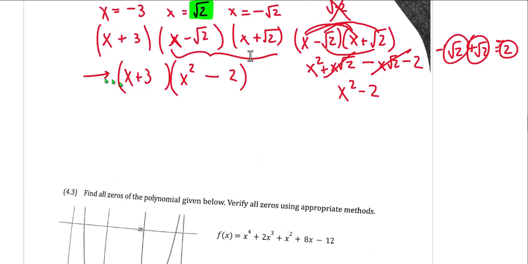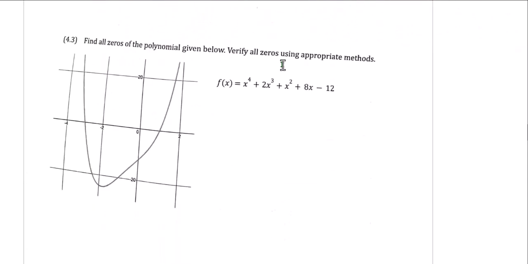This last step here, I'm going to let you FOIL this out into the cubic polynomial that you would need here. 4.3, find all zeros of the polynomial given below, verify all zeros. So find all zeros and then verify all zeros using appropriate methods. Again, you need to look back at 4.3 and find out what the appropriate methods are. We could use synthetic division. That's probably what we'll end up doing here.